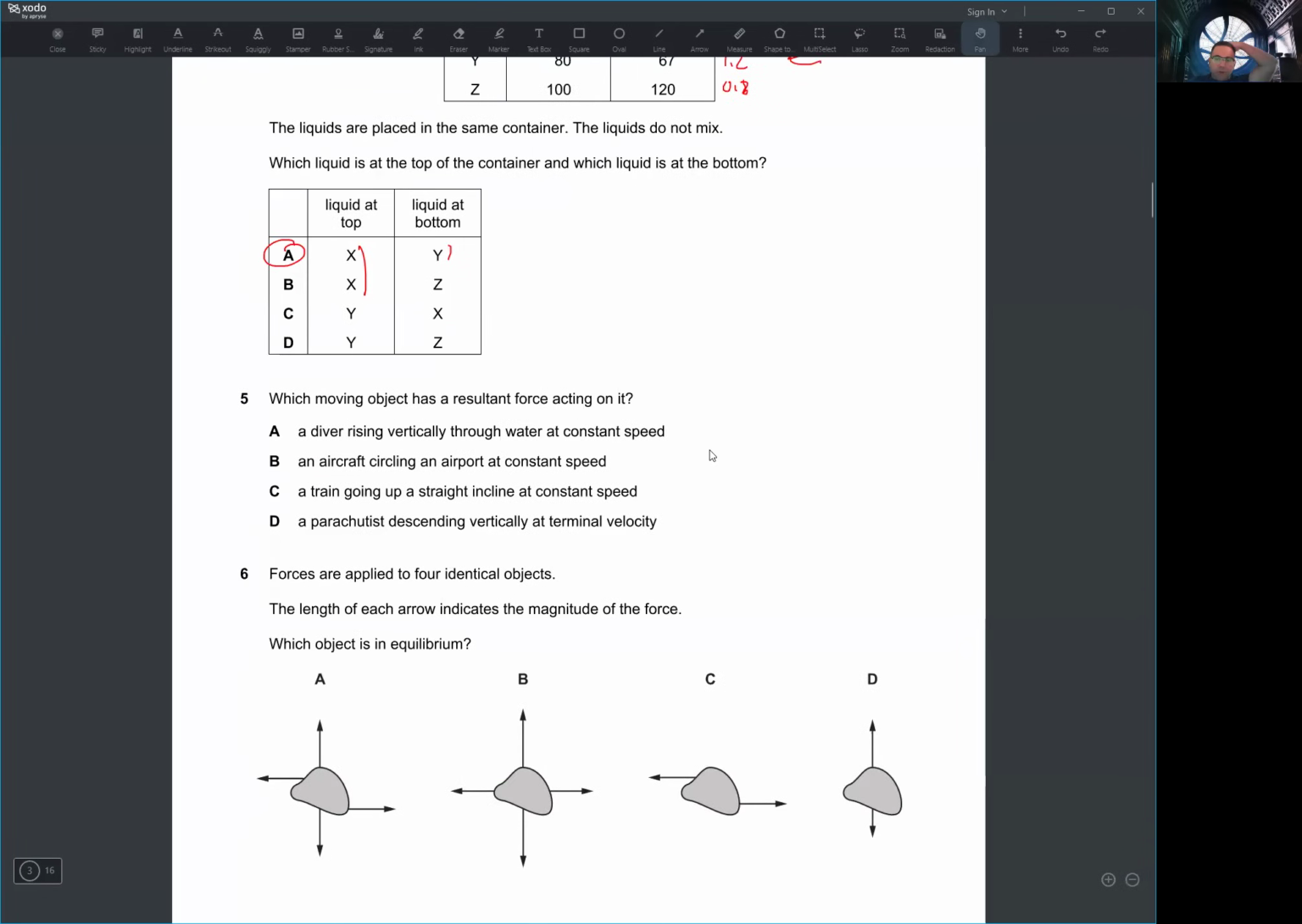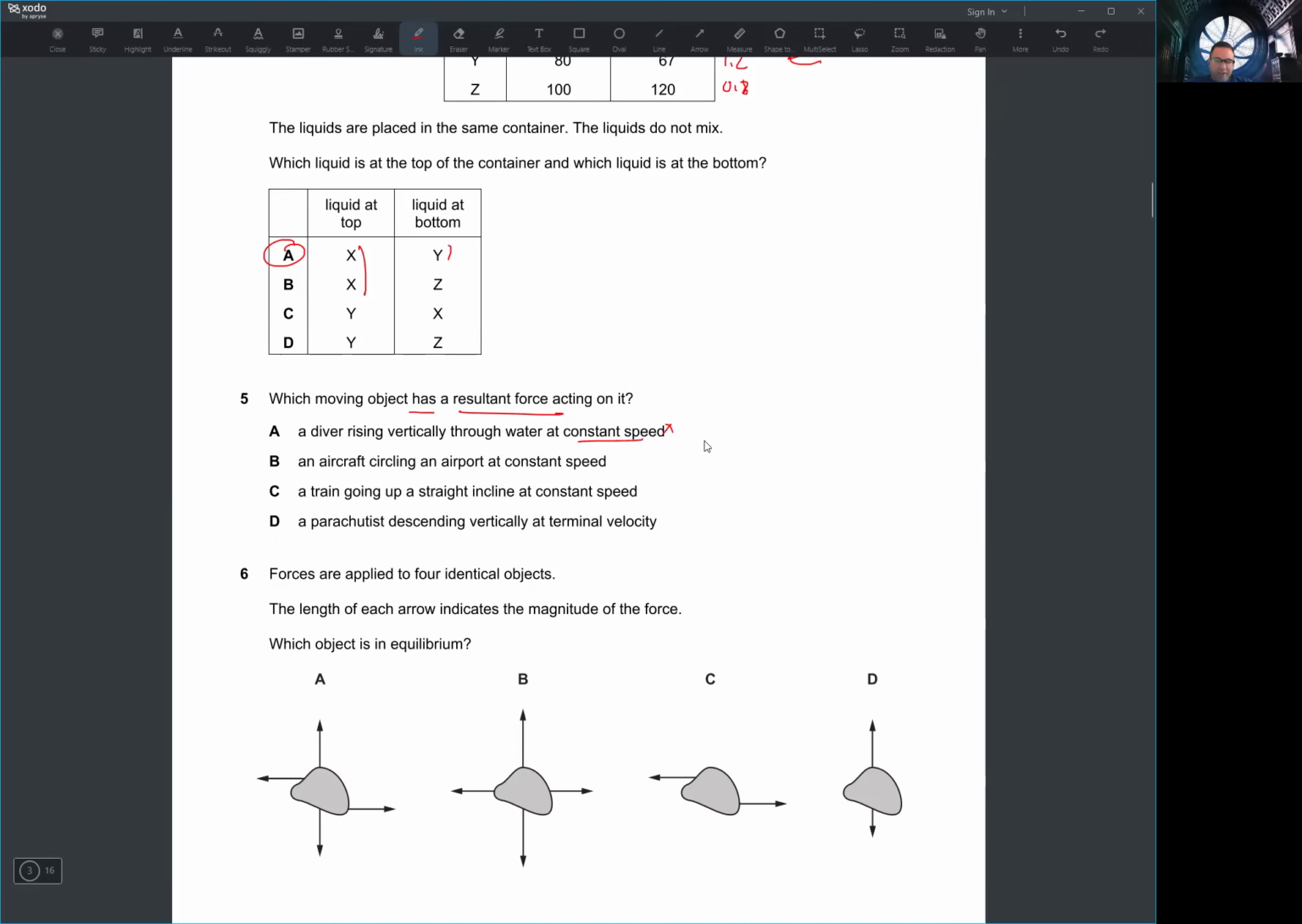5. Which moving object has a resultant force acting on it? A diver rising vertically through water at a constant speed. This is important. If there is no resultant force, you move at constant speed. But if it has a resultant force, it will accelerate or decelerate, or it will change direction. How can I tell? Rising vertically at constant speed.